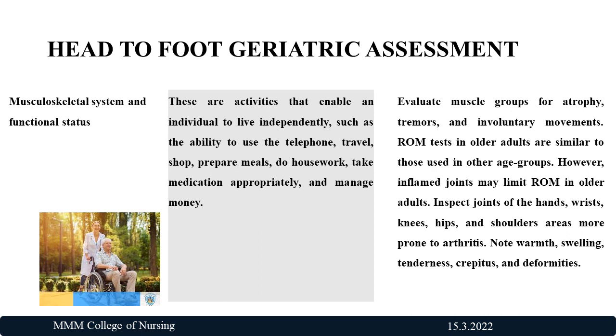ROM tests in older adults are similar to those used in other age groups. However, we have to assess whether inflamed joints limit ROM in older adults. Inspect joints of the hands, wrists, knees, hips, and shoulders, which are areas more prone to arthritis. Note warmth, swelling, tenderness, crepitus, and deformity.